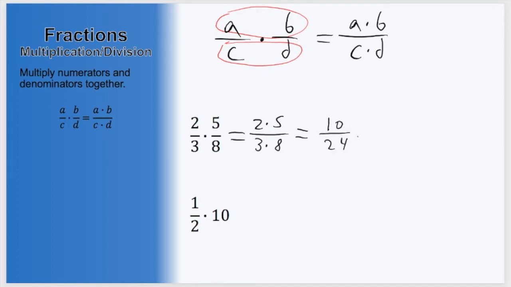We always want to check to see if we can simplify. Both of these numbers are even, so we can divide each of them by 2. This will end up giving us 5 over 12, and that's our answer.